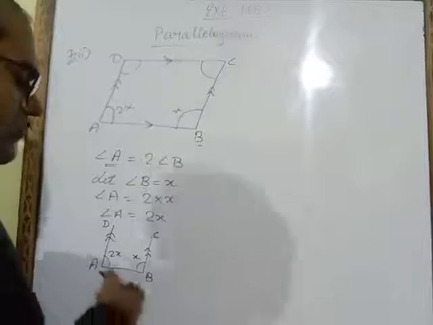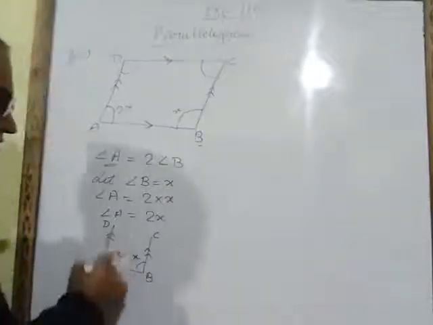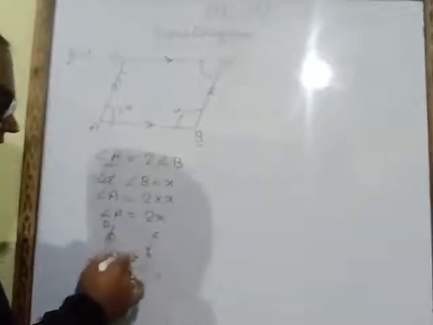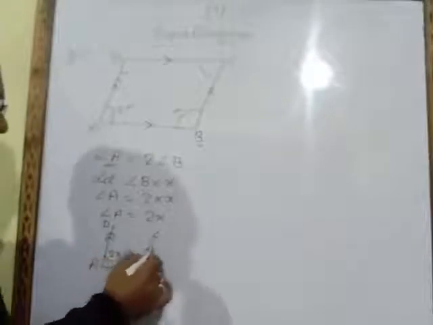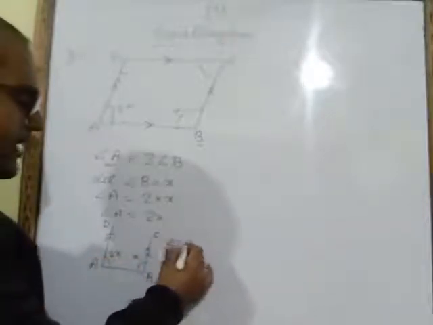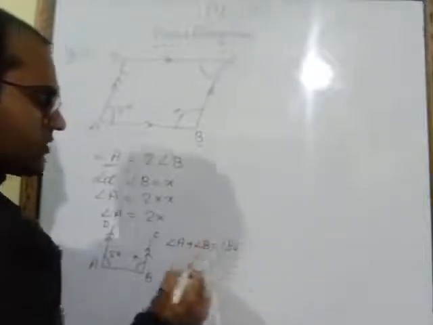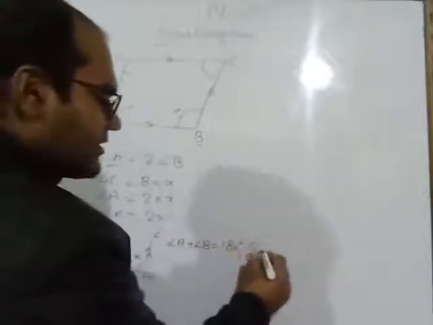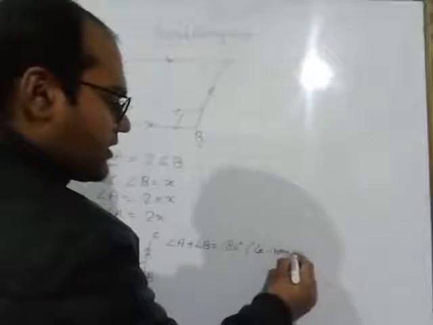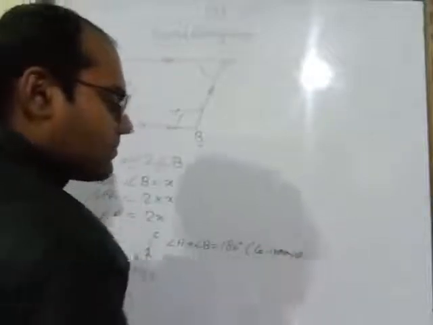Now we have to add them because this is the U shape figure. That means we have to add angle A as well as angle B. On adding them, the sum of these two angles is equal to 180 degree. These are co-interior angles.